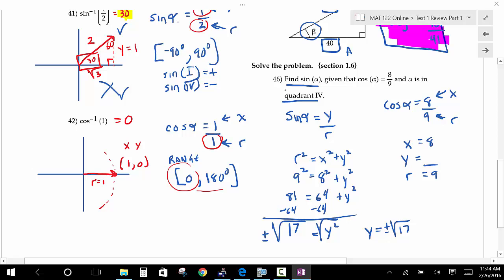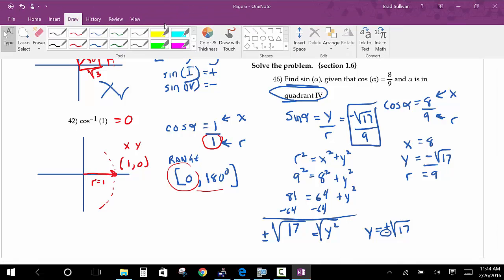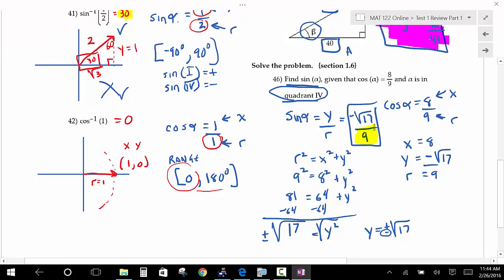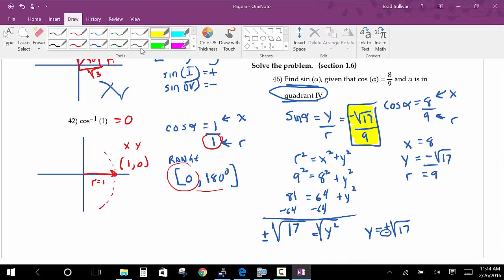But quadrant 4 narrows this down. If you're in quadrant 4, y is negative. So you'd end up for y having negative square root of 17. All y values in quadrant 4 are negative. So now we're ready to get the answer to the problem. The y value is negative square root of 17. The r value is 9. There's your answer. That one is basically analysis of the x, y, r definitions of the trig functions, and I've given you enough information to solve that without having to rely on a calculator.